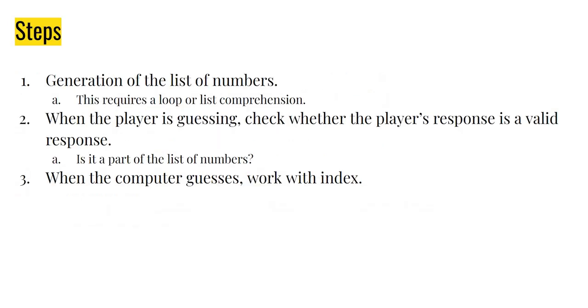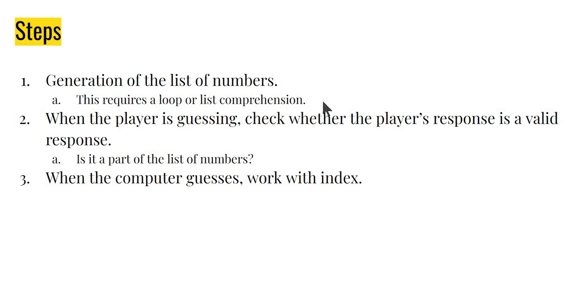There are really three steps that we must do. Number one, we must generate the list of numbers. Now, remember in the class game, we just said, okay, the number is between 1 and 100, but now we are going to use some kind of mechanism to generate a list. Typically, this will require either a for loop or a simpler method, list comprehension, which is similar to a for loop. If you understand it, you can get the idea. I'll give you some examples of this as we go.